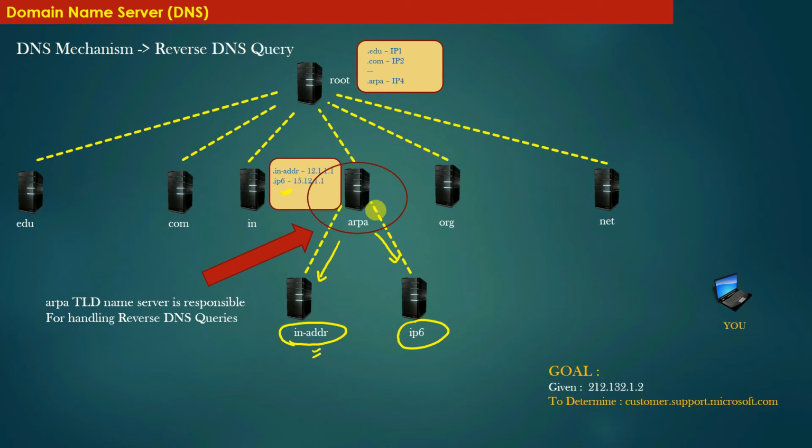So ARPA is a special top level domain name server which is actually responsible for reverse DNS resolutions. You can see that in the DNS database of the root DNS server, there is an entry for the .arpa DNS server. So here the goal is that for a given IP address we need to find the fully qualified domain name. That is, we need to find the machine whose fully qualified domain name maps to this IP address.